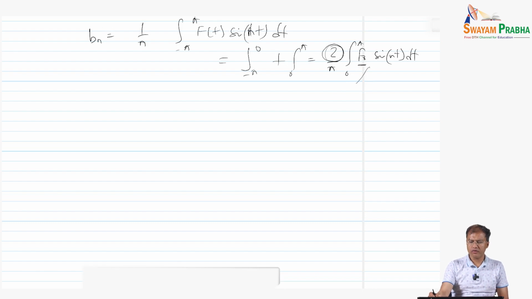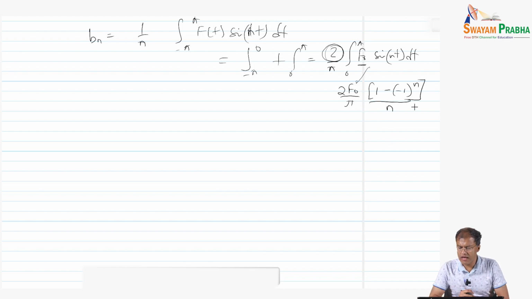This f naught is a constant, and after integrating we quickly get the answer that this is 2 f naught by pi times 1 minus minus 1 to the power n over n, which means that if n is even, we see the bn's are 0. If n is odd, then the bn's will add up and give you 2.